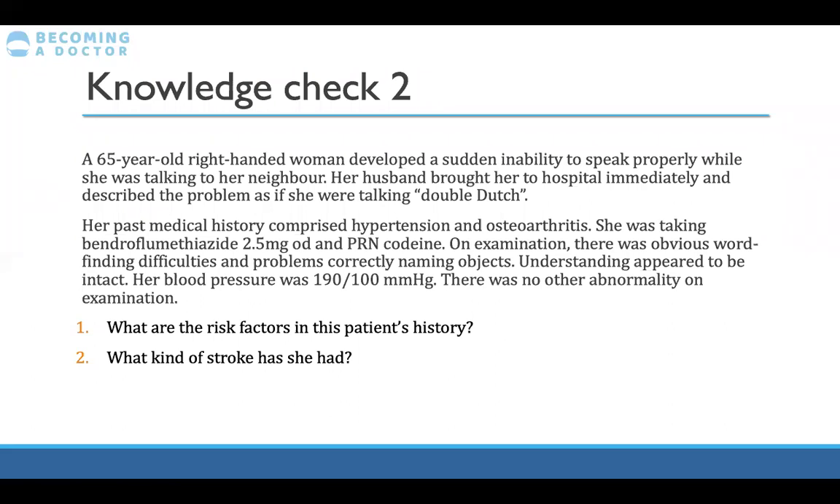You can do a CT scan to see if you can figure out which kind of stroke it is. Okay? Does that make sense to everyone? Any questions? No questions? Everyone happy? At least say you're happy if you're happy. Yep, good. Okay, fine.